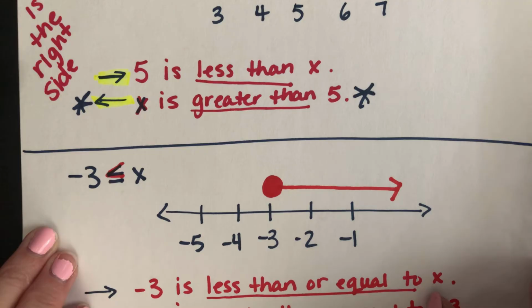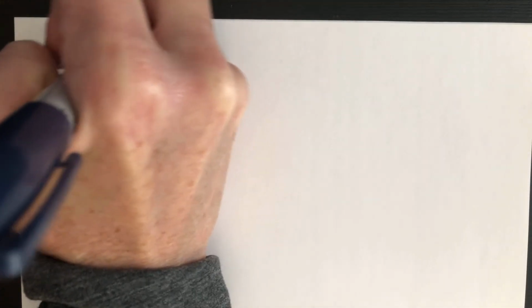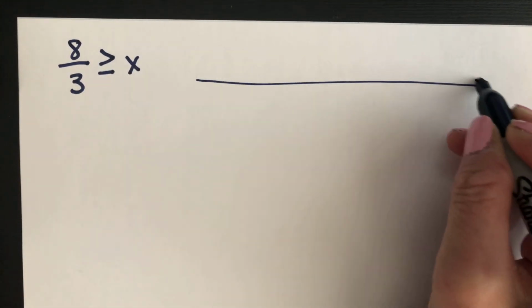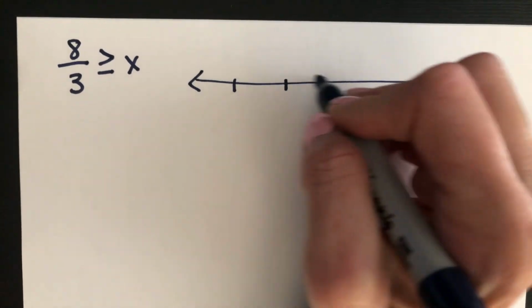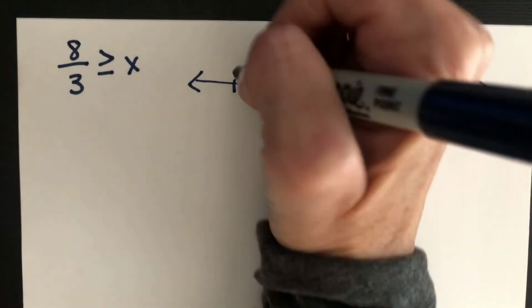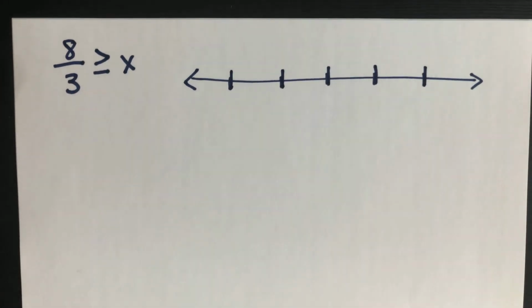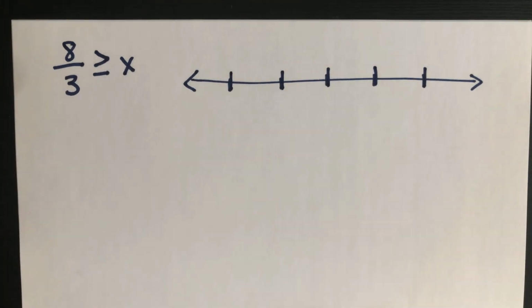One more example that I want to show you is if we have an improper fraction. It's important to remember to make that improper fraction a mixed number. So I have 8/3 is greater than or equal to X. Just gonna draw my number line, but I'm not gonna do anything with it yet. Just gonna draw my 5 slash marks. Before I can actually graph this, I need to know where 8/3 is.